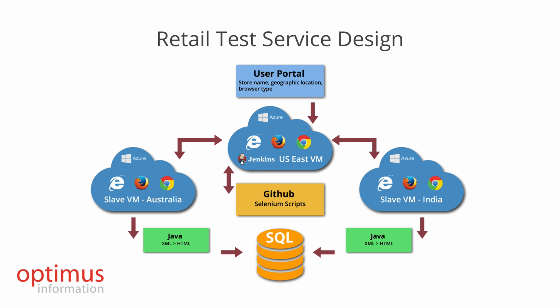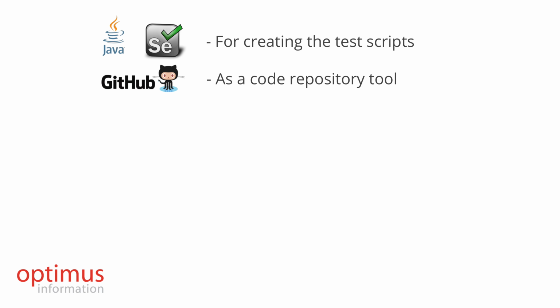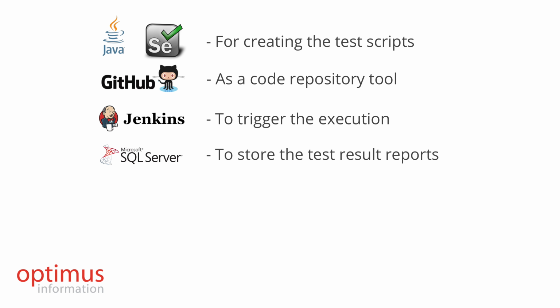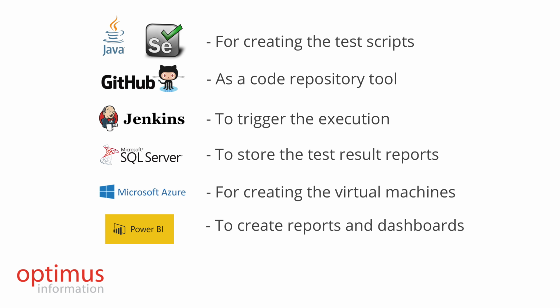Let's do a quick summary of the tools we're using. I've already mentioned that we are using Selenium and Java for creating the test scripts. We're using GitHub as a code repository tool, Jenkins to trigger the execution, SQL Server to store the test result reports, Azure for creating the virtual machines on cloud, and Power BI to create reports and dashboards.